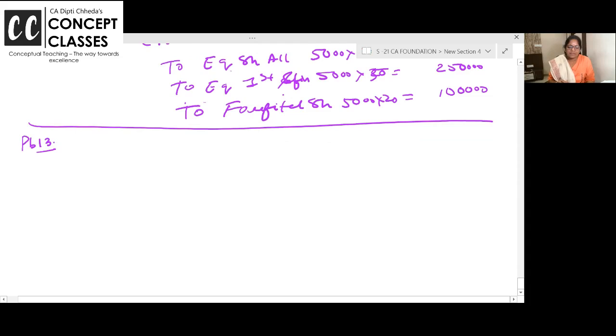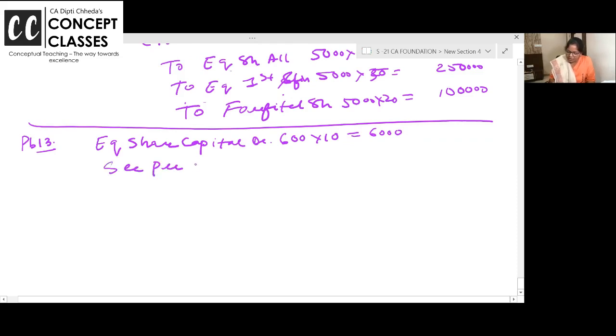Problem number 13. Equity share capital debit. What is due? Equity share capital debit. What is due? I mean say called up. तो पूरा ही कॉल कर लिए ना. 600 into 10. You have to make first and final call all. Securities premium debit because it is not received 1200. 2.